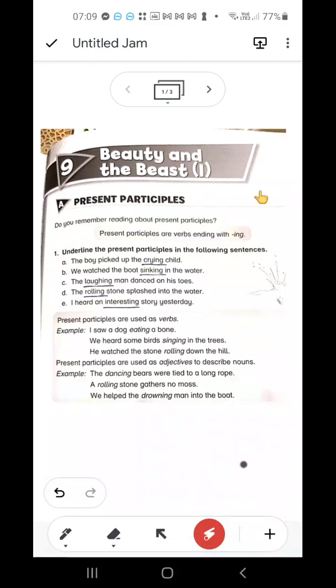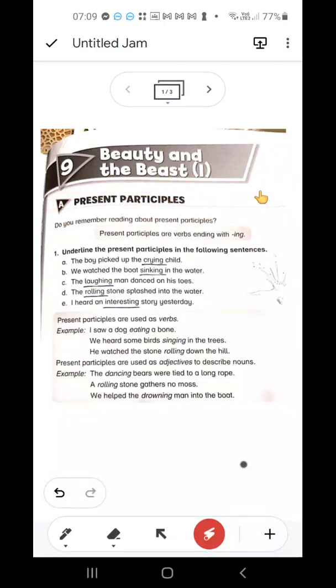Students, as you know, we have completed our lesson number 9, Beauty and the Beast, from our book, exercises and all that. So please open your workbook today. In the workbook about Beauty and the Beast, we have multiple topics to be discussed today. The first topic is present participle.